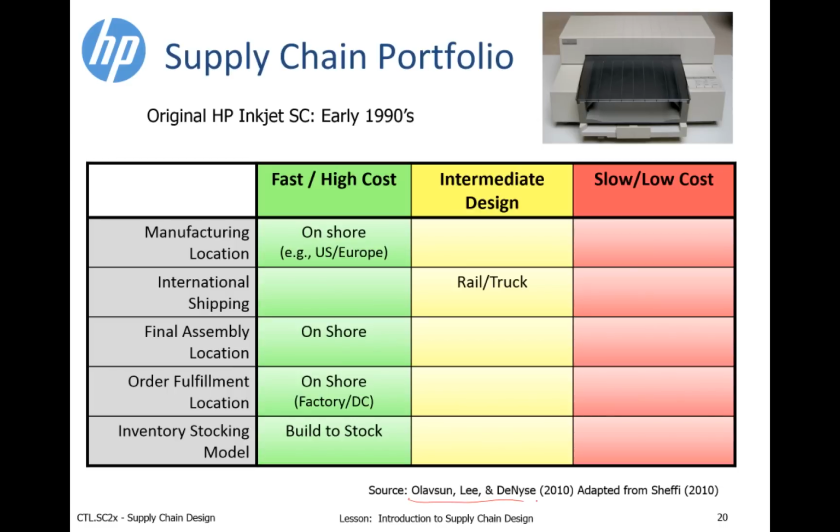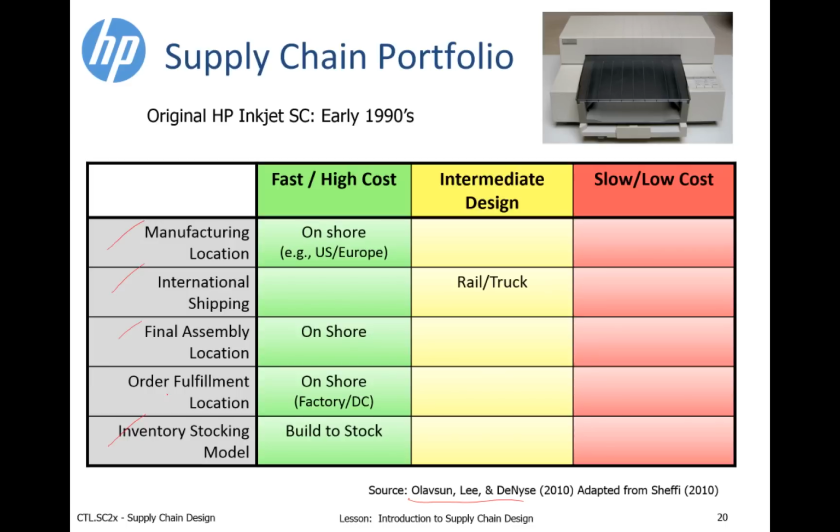And what they did is they traced how their supply chain has changed over the last 15-20 years. If you look at the supply chain for the printers, you can decide the different design elements you have: where do you manufacture the core products, how do you get the things from where it's located to where it's going to be distributed, if there's any final assembly, where do you do that, where do you fulfill, and what kind of inventory model do you use.